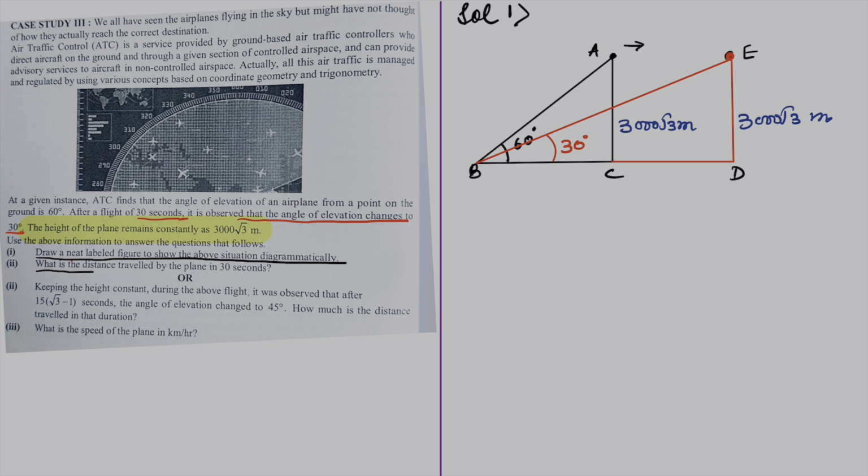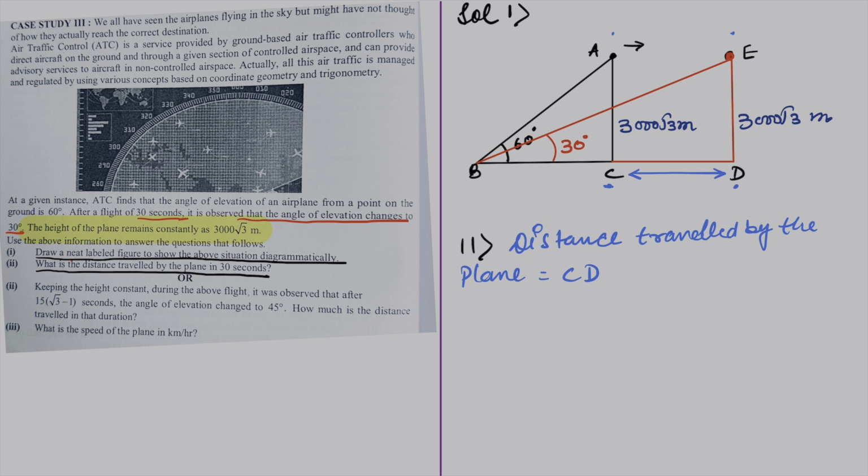Part 2 is asking what is the distance traveled by the plane in 30 seconds. So we know that in 30 seconds the plane has covered the distance CD. From the above diagram we can easily see that initially it was at point C or it was at point A, and after 30 seconds it reached the point D. Means from C it has reached D. Now what we have to find is CD. Distance traveled by the plane is equal to CD. And we know that CD will be equal to BD minus BC.